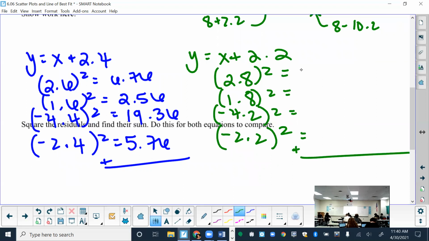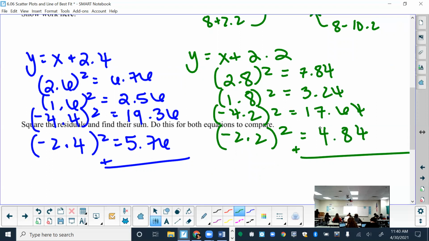All right, what's 2.8 squared? 7.84. 1.8 squared? 3.24. Negative 4.2 squared? 17.64. And negative 2.2 squared. 4.84. Good. All right, so all of these you can do in your calculator, just kind of making sure we're getting the right calculations. Next, we add them all up.